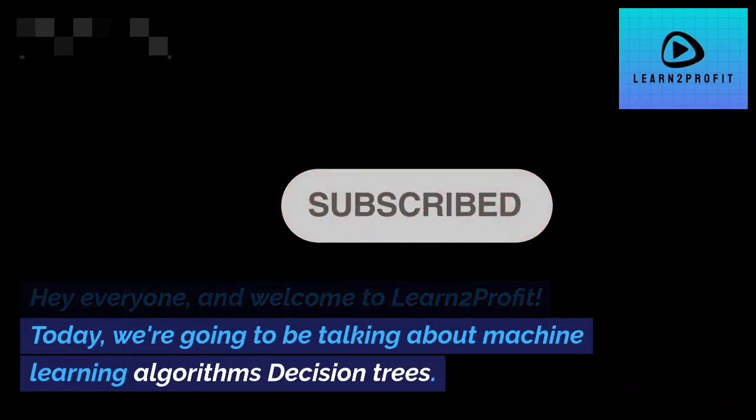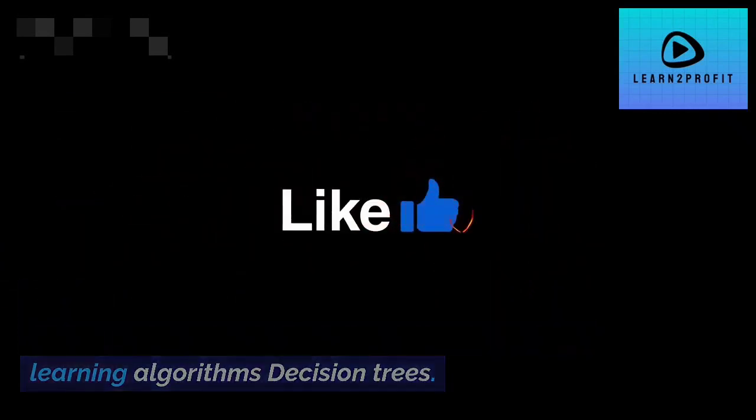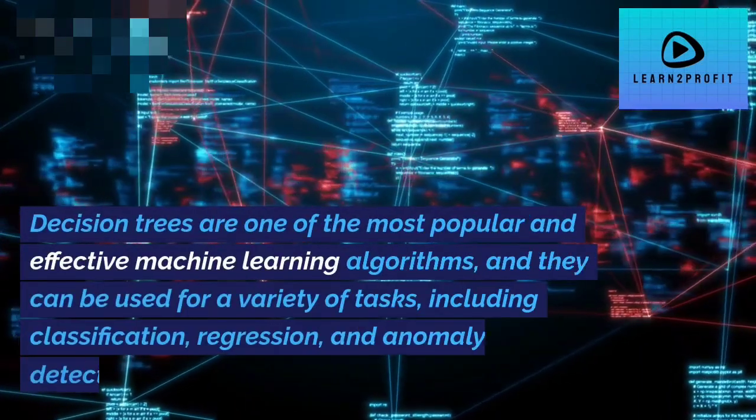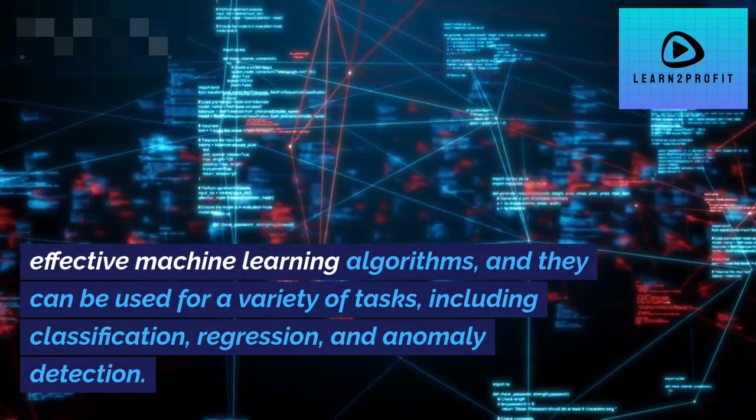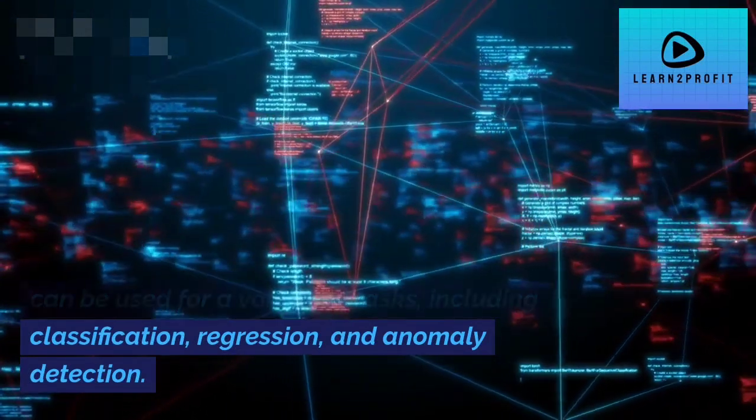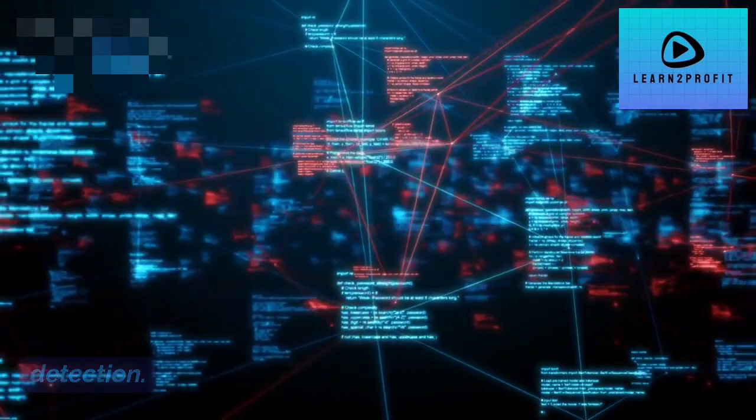Today, we are going to be talking about machine learning algorithms: decision trees. Decision trees are one of the most popular and effective machine learning algorithms, and they can be used for a variety of tasks, including classification, regression, and anomaly detection.